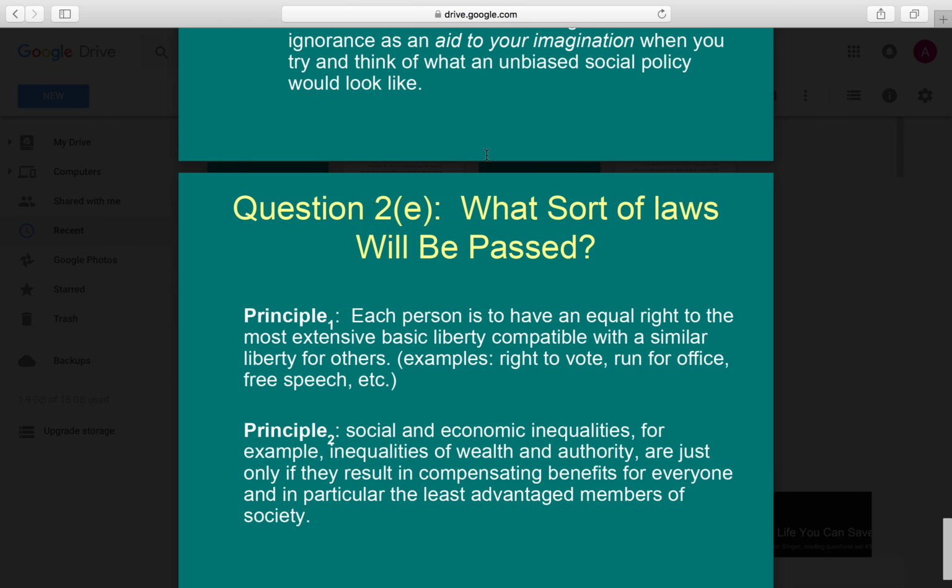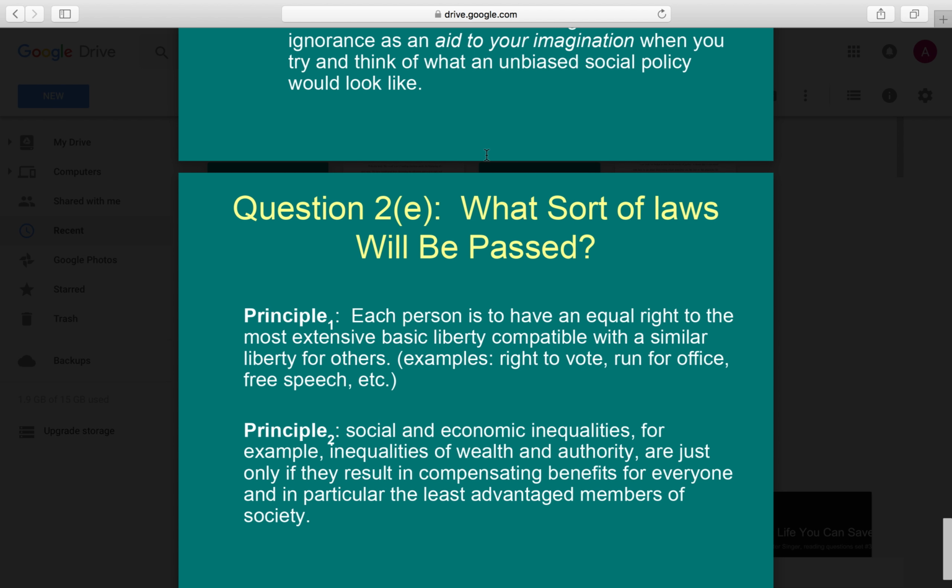So here are some examples of basic liberties. Everyone would have a right to vote, run for office, exhibit free speech, assemble freely. You can add a bunch. Additional basic liberties are liberty of conscience, freedom of thought, personal property rights, and freedom from arbitrary arrest and seizures. So just think of our basic Bill of Rights.